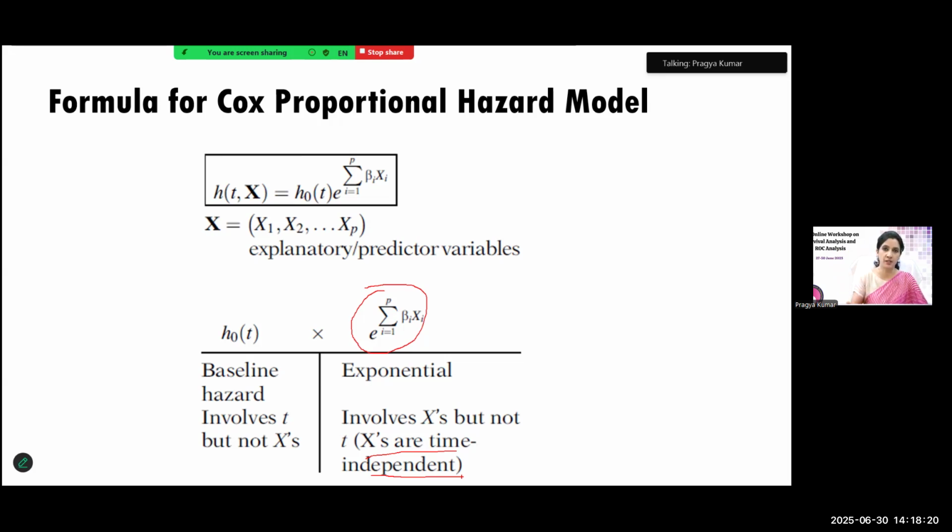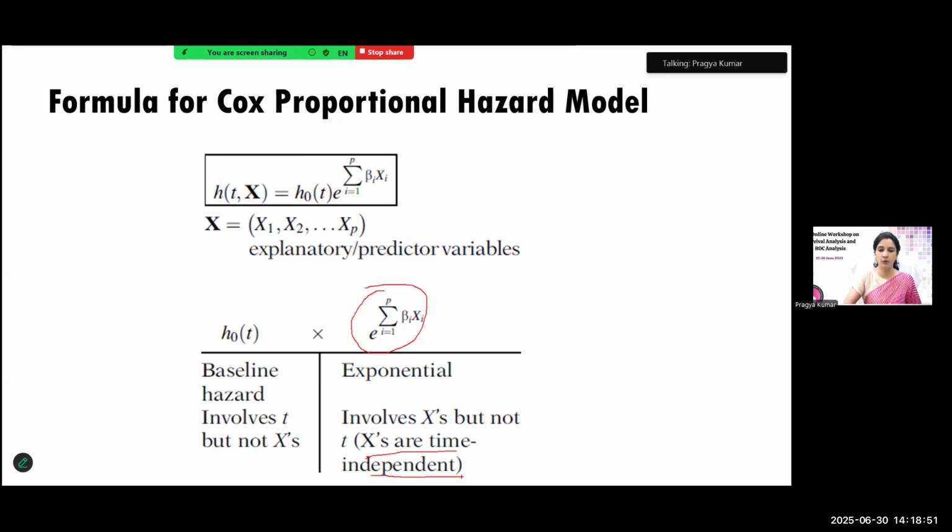Okay. And what about age? What do you think of age? Is it time dependent or time independent? Yes. So ideally, age is time dependent. That means if you are following a study for a large duration of time, like let's say 15 years, then of course the age will change. But here, if you assume that you are taking age at the baseline as a predictor variable, then you assume this age also as time independent.